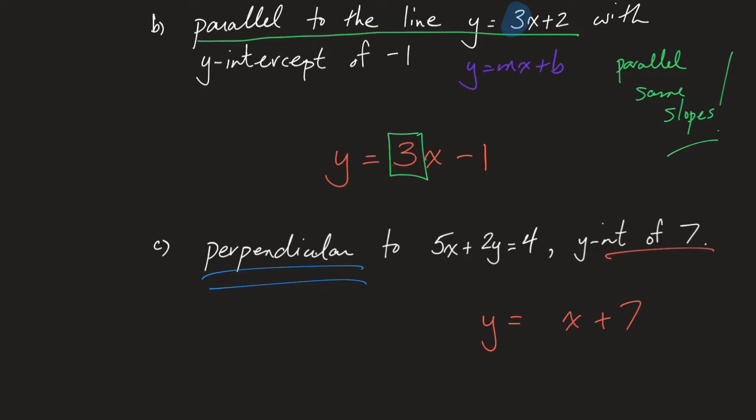Be careful. I can only read the slope of a line if my line is in slope-intercept form. Which means if I was to take that line and rearrange it, that is, isolate my y. So let's get the y all by itself.